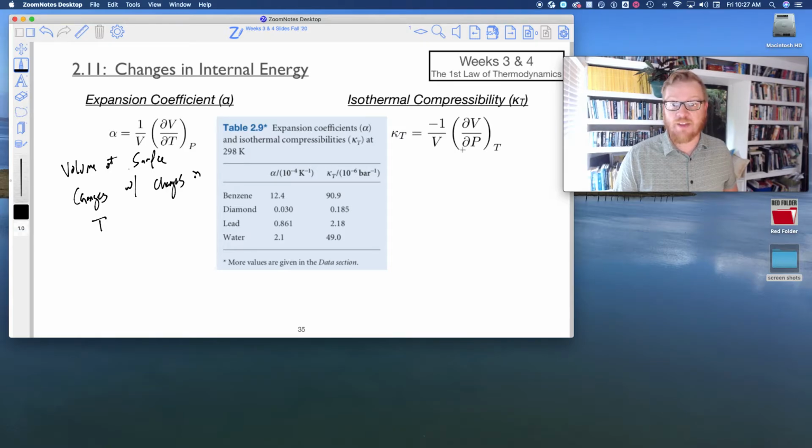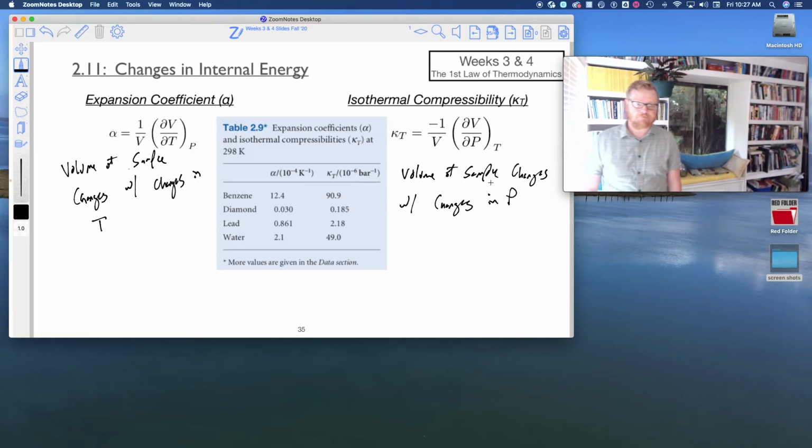Similarly, we have this thing called the isothermal compressibility. You notice now, this is looking at how the volume of the sample changes with respect to changes in pressure. So the volume of a sample changes with changes in P.